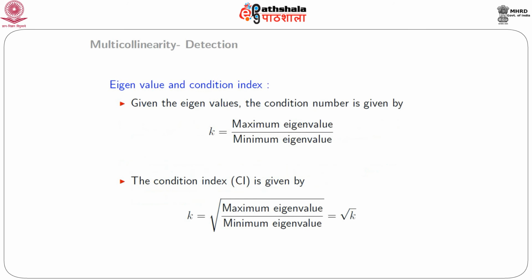So when we are given the eigenvalues, the condition number is given by k equals maximum eigenvalue divided by minimum eigenvalue. So the first step in using eigenvalues and condition number and condition index is to obtain this ratio of maximum and minimum eigenvalue. Then our condition index will be given by the square root of this ratio, which is the square root of maximum eigenvalue divided by minimum eigenvalue.